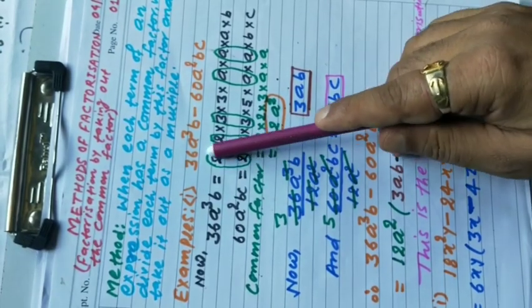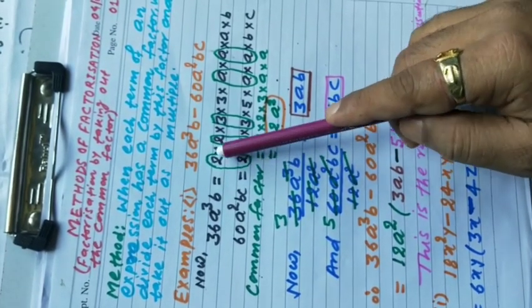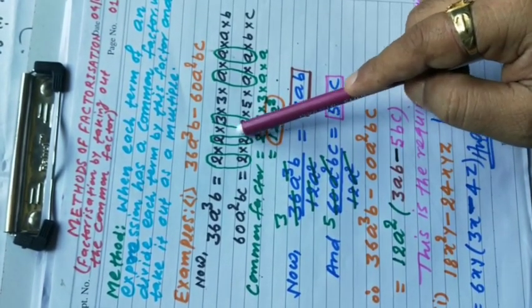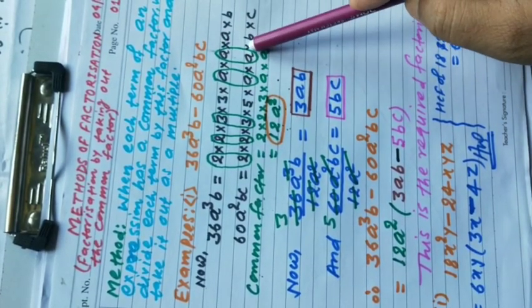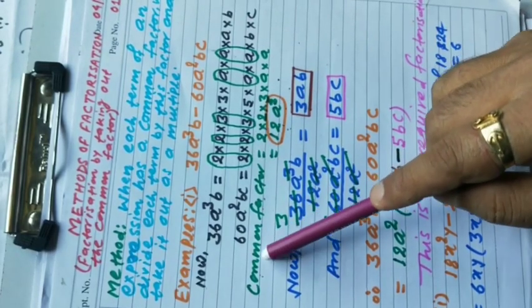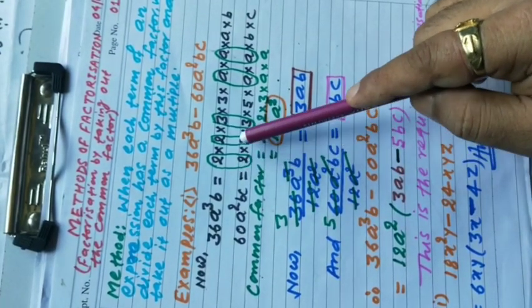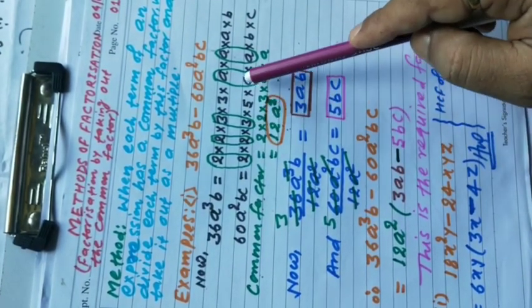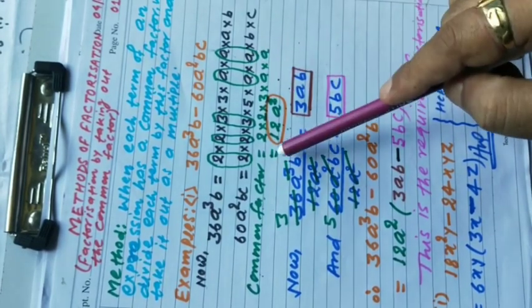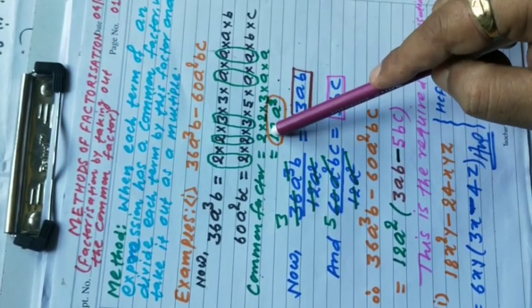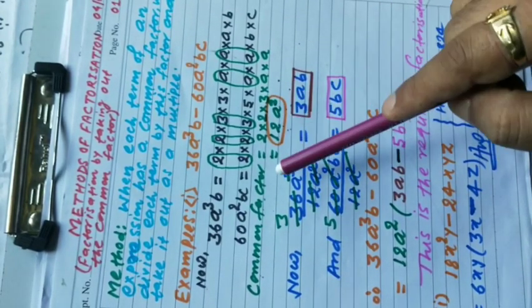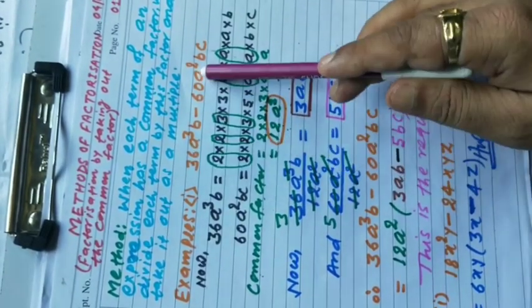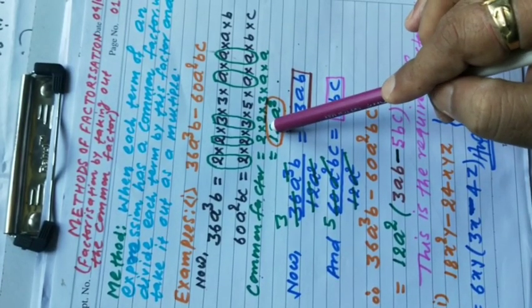Now we have circled the common factor. 2 is common, again 2 is common, 3 is common, a is common, and again a is common. So the common factor is 2 multiplied by 2 multiplied by 3 multiplied by a multiplied by a. That is 2 twos are 4, 4 threes are 12, and a multiplied by a is a square. Okay, now you have to divide each term by this common factor.